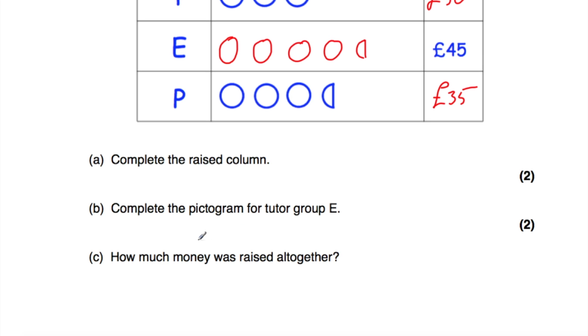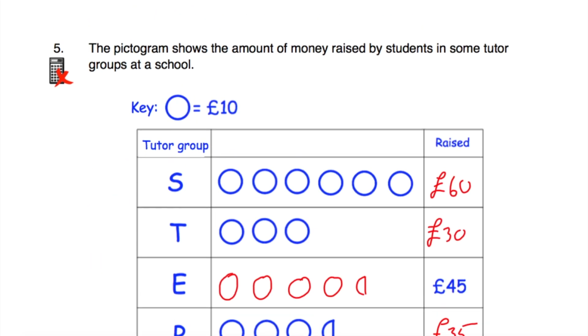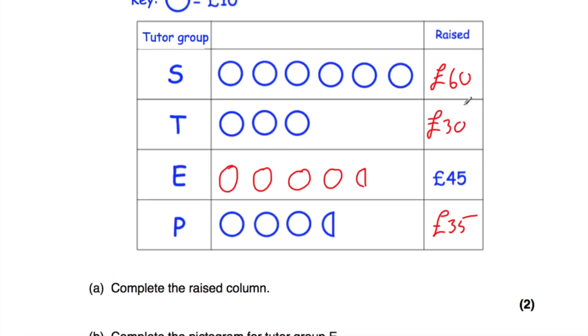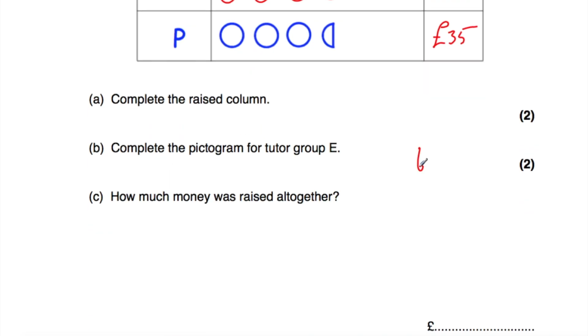Okay, and then part C says how much money was raised altogether. Now this is a non-calculator paper, so we're going to have to add these values up ourselves. So we're going to add together £60, £30, £45 and £35. So let's do that, and we're going to add those together and see what we get. Okay, so let's add up the ones or units column.